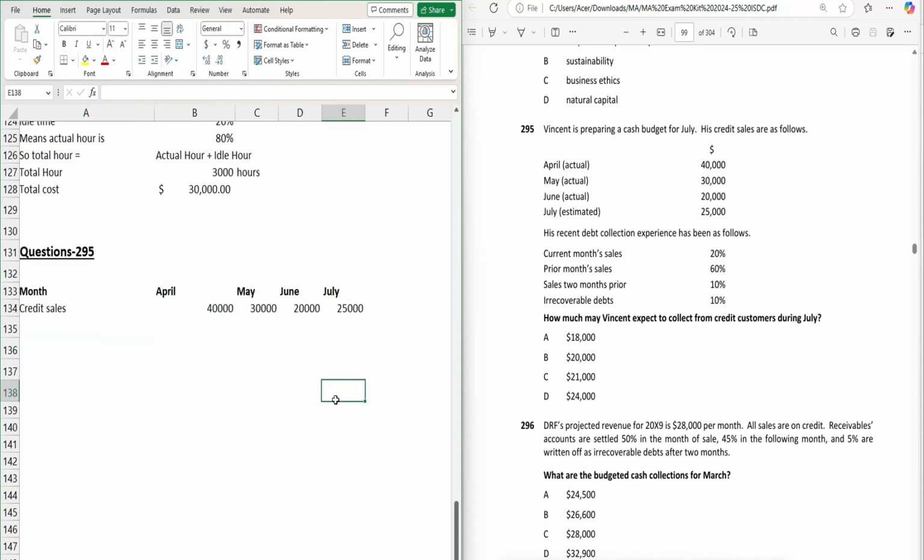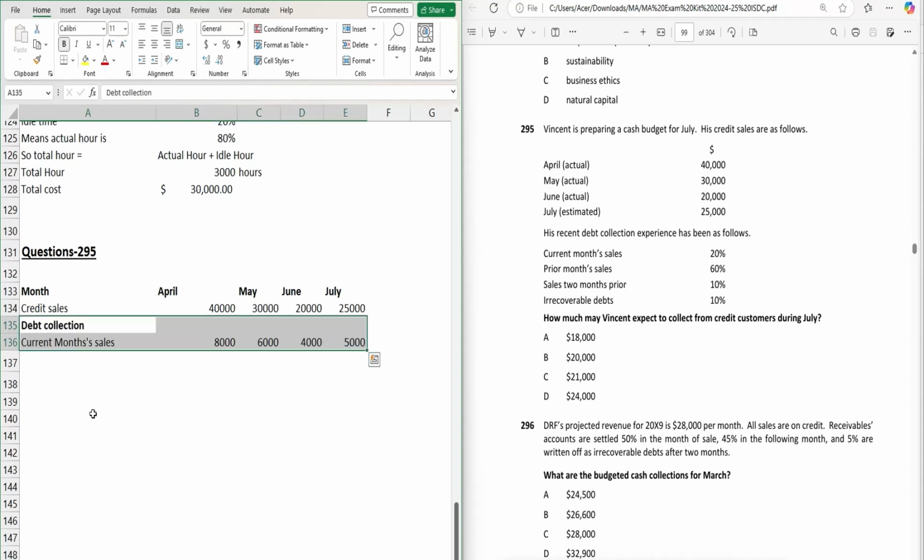So it means, let me show you this calculation first, and I will speak. Yes, here it is. 20% of 40,000 will be 8,000, received in the month of April. Similarly for May, 20% of 30,000 means 6,000 will be received in May, and 4,000 in June, and 5,000 in July. As the question is only asking for July, you don't need to perform the calculation for the previous three months. I'm just showing it to give clarity over the concept.